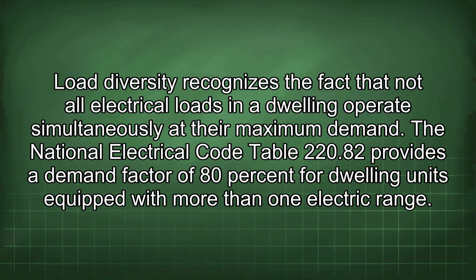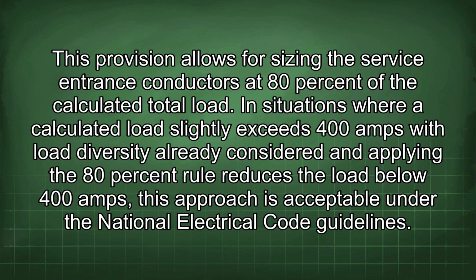The National Electrical Code Table 220.82 provides a demand factor of 80% for dwelling units equipped with more than one electric range. This provision allows for sizing the service entrance conductors at 80% of the calculated total load. In situations where a calculated load slightly exceeds 400 amps with load diversity already considered, and applying the 80% rule reduces the load below 400 amps, this approach is acceptable under the National Electrical Code guidelines.